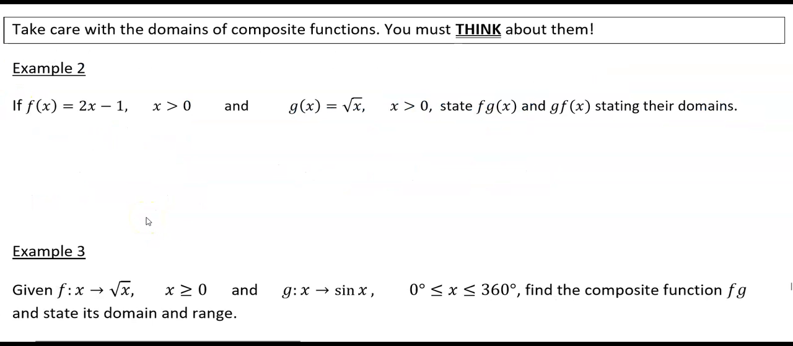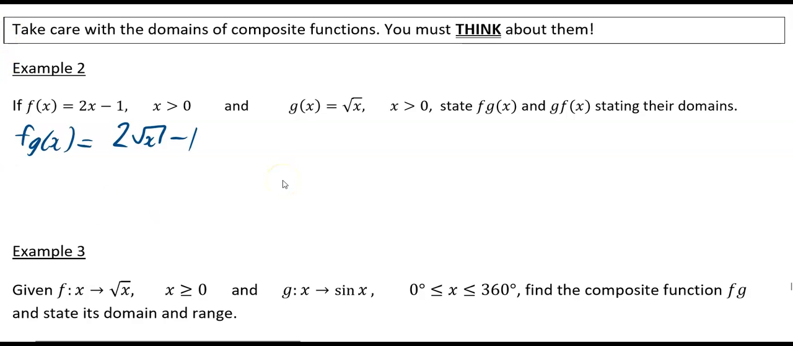In example 2, the first thing we've got to do is find fg of x. We've got your f of x function and your g of x function. So fg of x just means do your g function first, which was the square root of x, and then do your f function. Your f function was multiply something by 2, and then take away 1. So that's your fg of x done.